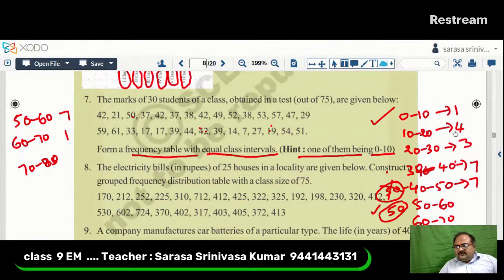The frequency of the 10 to 20 class interval is 4. Next, the frequency of 20 to 30 class interval is 3. Frequency of 30 to 40 is 7. Frequency of 40 to 50 is 7. Frequency of 50 to 60 is 7. Frequency of 60 to 70 is 1. Frequency of 70 to 80 is 0.